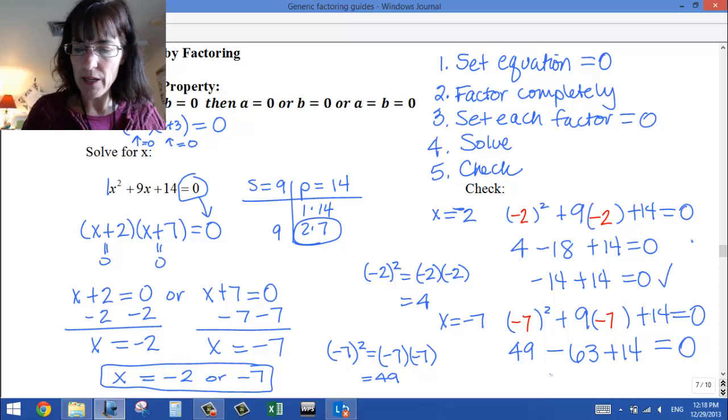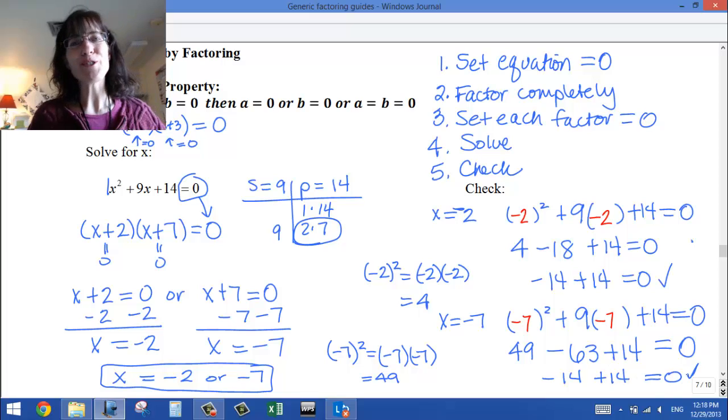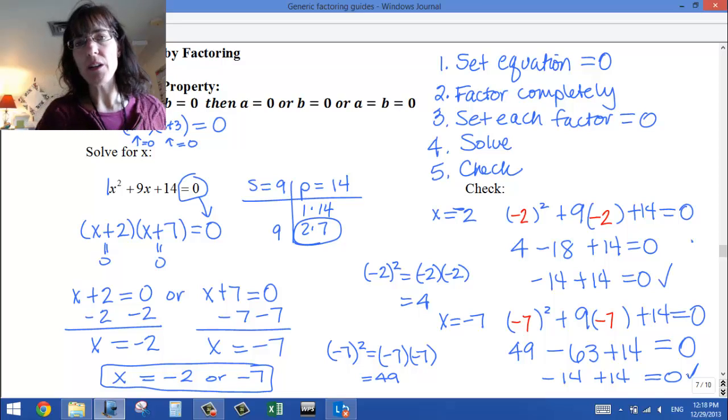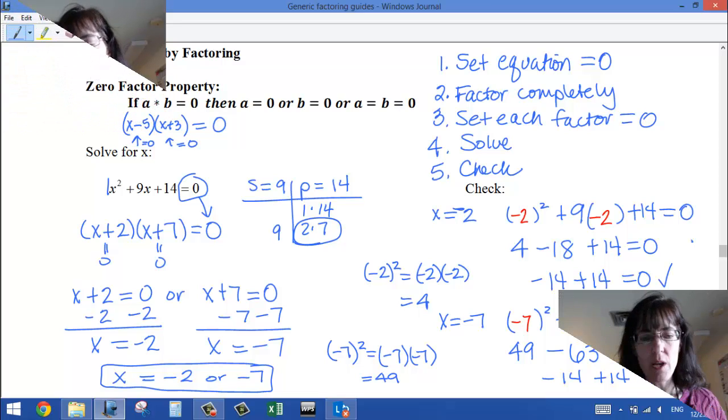And so I get a -14 plus 14 equals 0, which of course is a true statement. And so my -2 and my -7 both work.